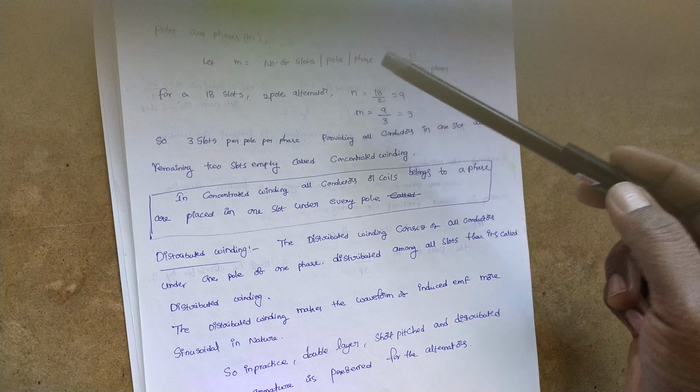In a 3-phase alternator, there are 3 different sets of windings, one for each phase, depending on the total number of slots and poles. Let m equal the number of slots per pole per phase. n is the number of slots per pole, known as pole pitch, and n divided by the number of phases gives m. For an 18 slot, 2 pole alternator, n equals 18 by 2, which is 9, and m equals 9 by 3, that is equal to 3. So 3 slots per pole per phase.